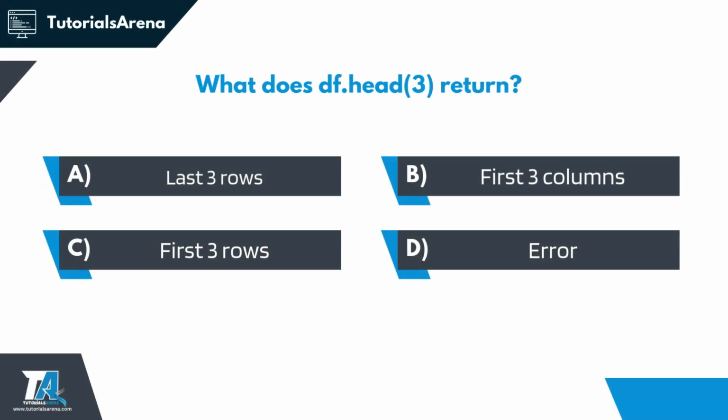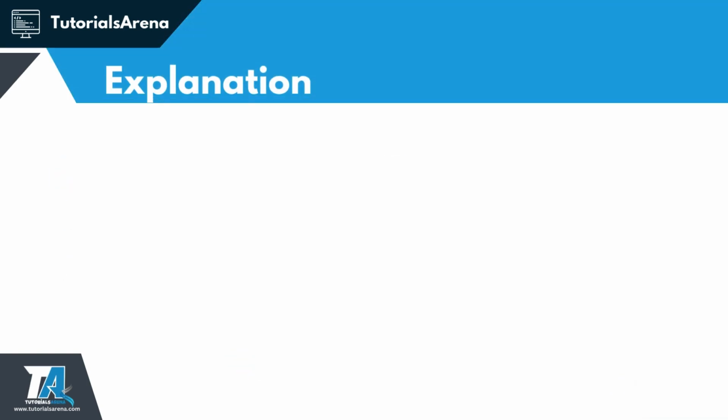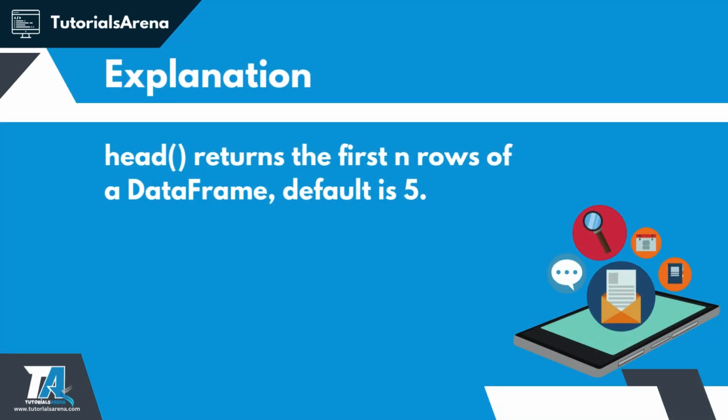What does the df.head function return? The correct option is option C, first 3 rows. The head function returns the first n rows of a data frame, default is 5.